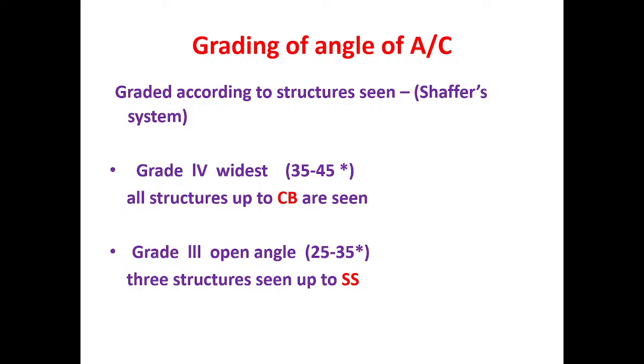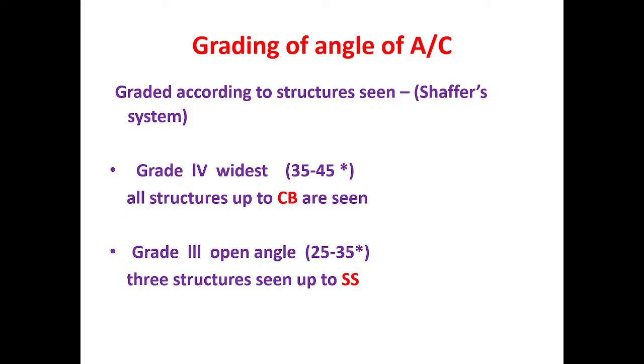Okay, then grade 3 is when only 3 structures are visible. So what is not visible now? Ciliary body band is not visible. Okay, so you see only the trabecular meshwork, scleral spur and the Schwalbe's line. 3 structures visible. The angle is now narrowed down, so the ciliary body band is not visible. It means it's a grade 3 angle. Still the trabecular meshwork is visible, so it's an open angle.